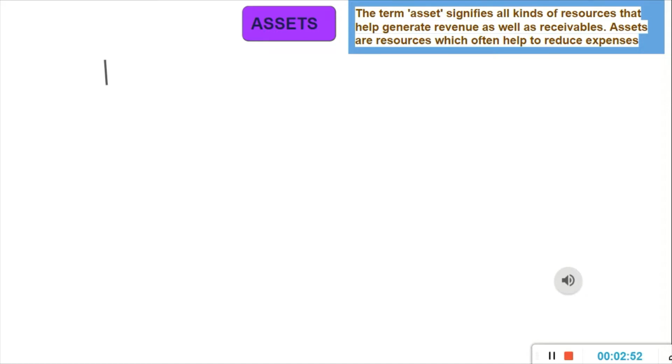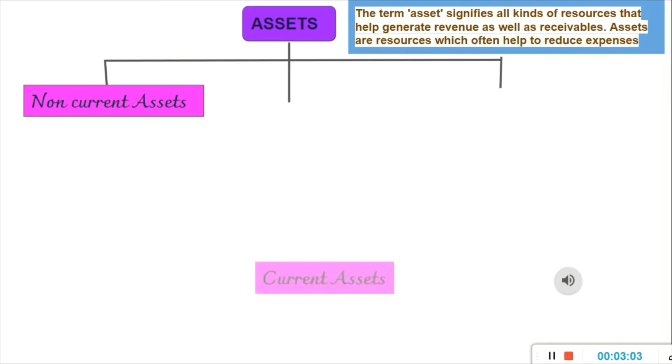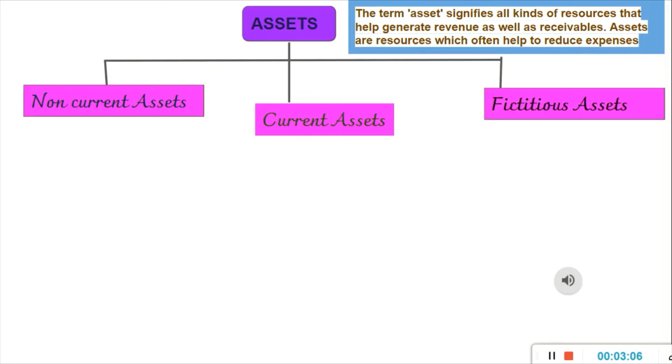Clear? Now let's see. We can divide assets mainly into three. What are they? First one is non-current assets, second one is current assets, and third one is fictitious assets. Today we are going to learn only two categories, that is non-current assets and current assets. Fictitious assets we will learn later because for understanding fictitious assets we have to learn so many terms and transactions related with accounting. So that is why we will learn fictitious assets later only.